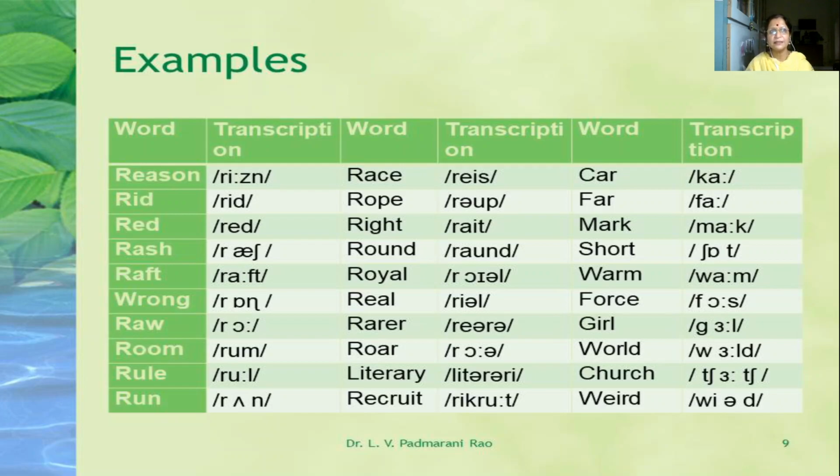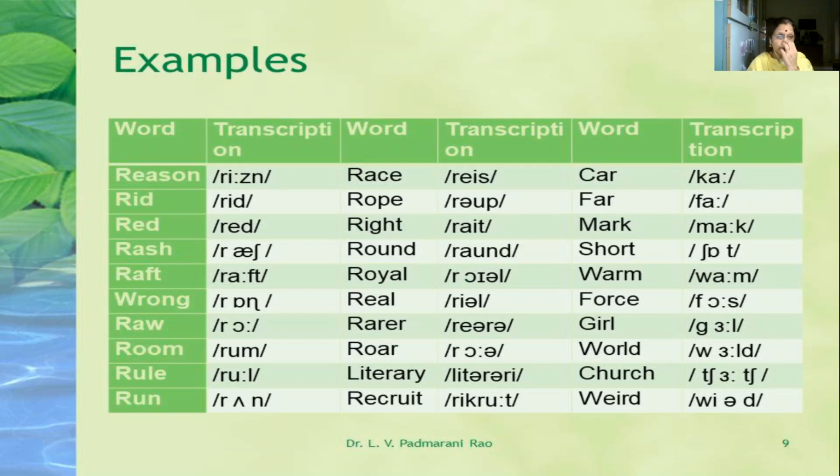Short, the letter r is present before the letter t. T happens to be a consonant, and hence r is not to be pronounced. So it is not pronounced as we do in the Indian way, but as mark and short. Similarly warm. Normal Indian pronunciation pronounces the r, but the RP pronunciation does not. Force, not with the r. Girl, not with the r. World. Church. Weird.